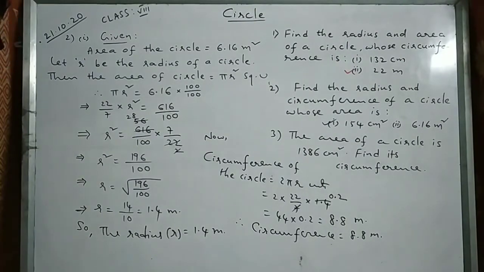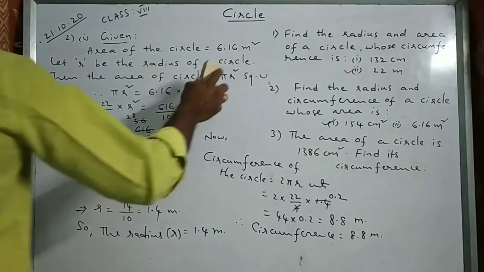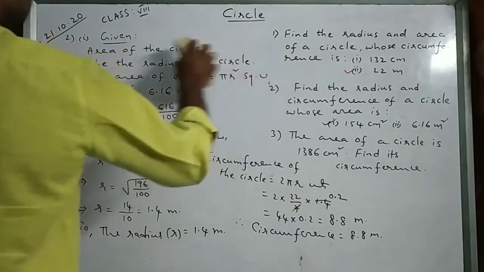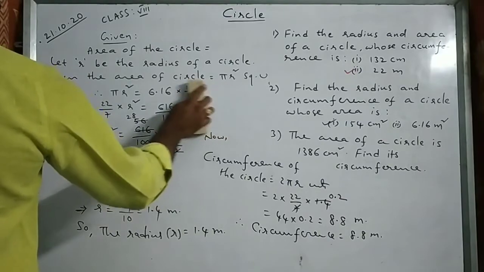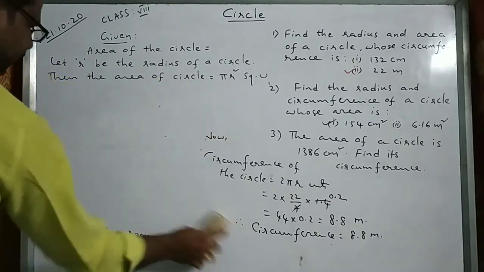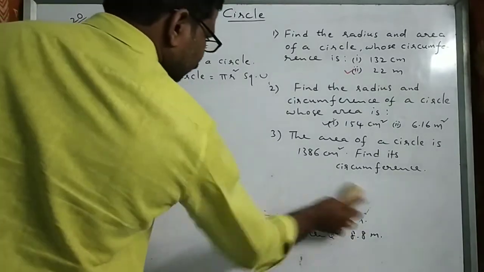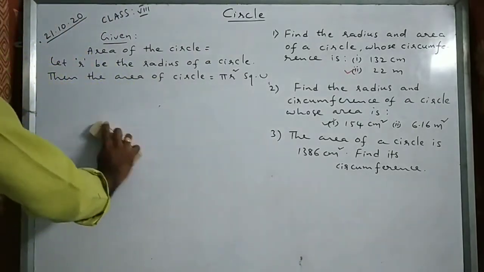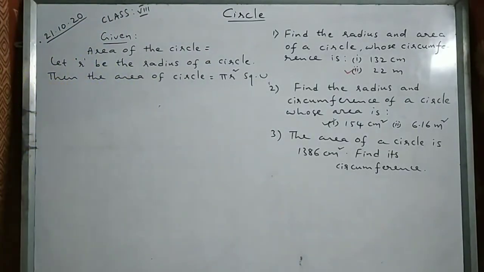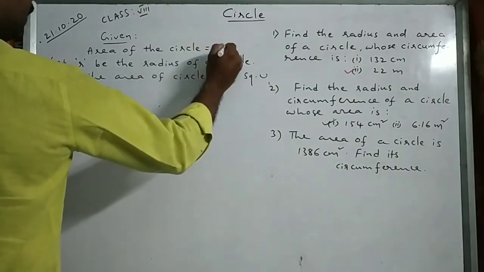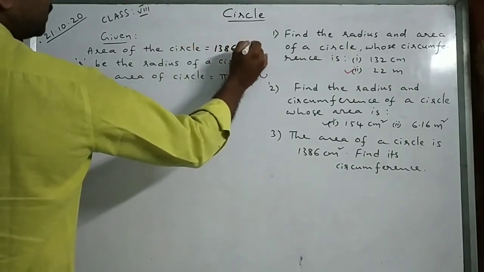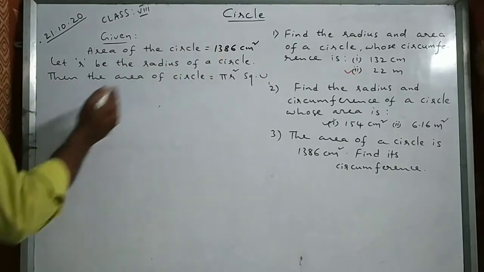We will see the next one. Same model, third one also. We are given area, find circumference. Same model. So I will change the values here. Just third one. What is given in the problem? Third problem: area 1386 centimeter square. Let r be the radius of the circle.